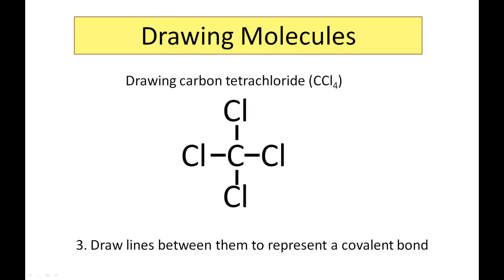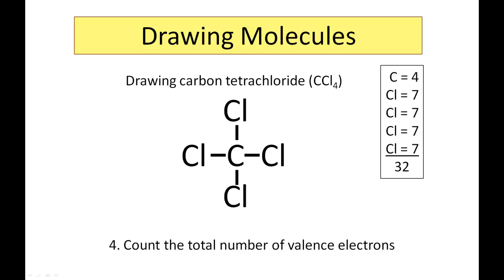The third step is to draw lines between them to represent a covalent bond. Remember that each dash represents 2 electrons being shared between those 2 atoms. The fourth step is to count the total number of valence electrons. You'll get this from the periodic table. Carbon is in group 14 and therefore donates 4 valence electrons to the molecule. Chlorine is in group 17, so it'll donate 7.